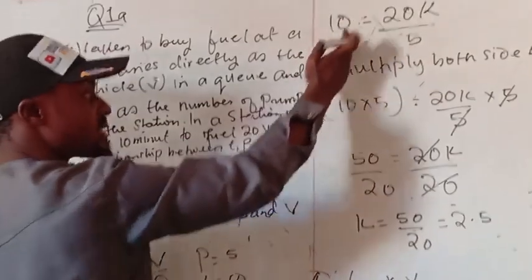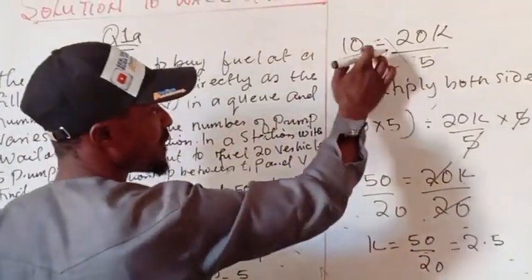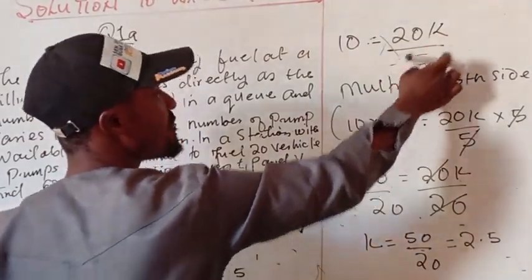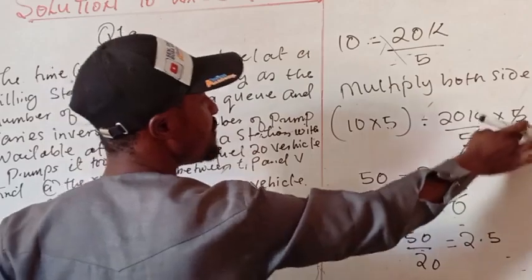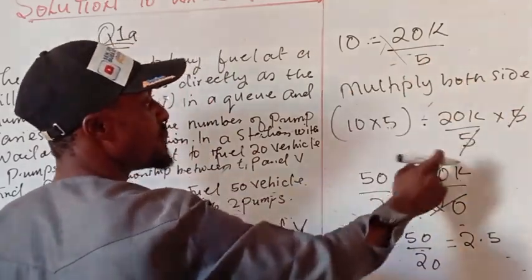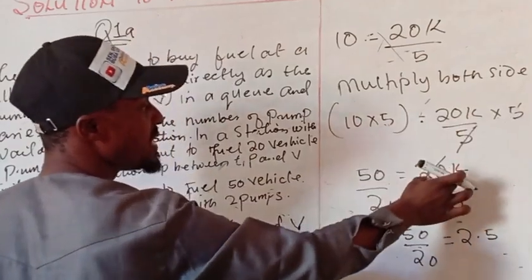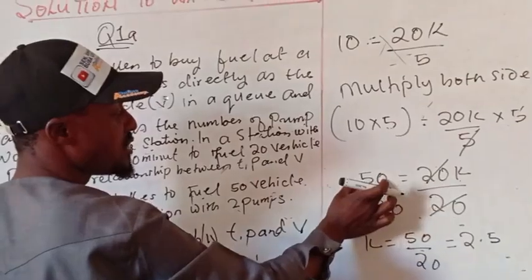So that here is the right hand side, 10 times 5. That means this 5 equals 20K all over 5, which is our left hand side, times 5, based on the statement of multiplying both sides. This 5 cancels this 5. In this side we are left with 20K. 10 times 5 is 50.